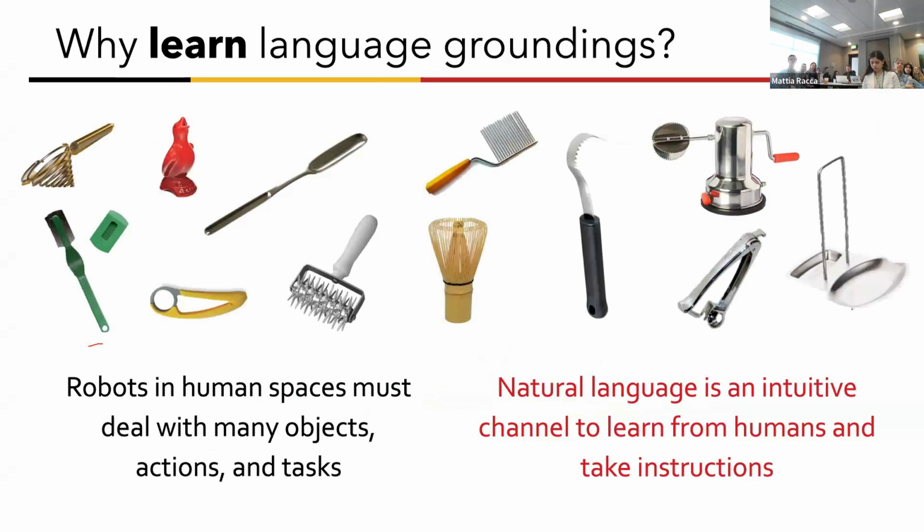And the reason that we need our robots to learn language is that human spaces are incredibly dynamic with a large variety of objects and actions and tasks, any of which might be out of distribution for any given large foundation model. So here I cook.